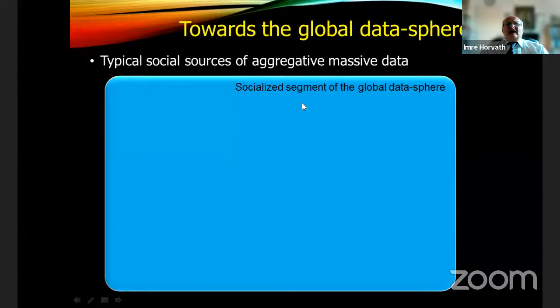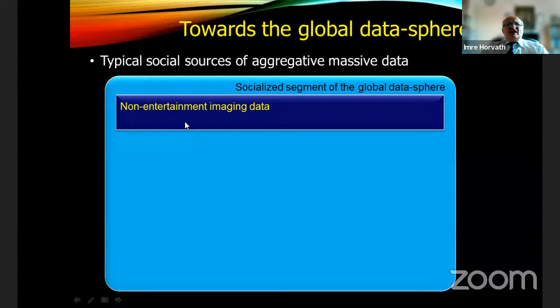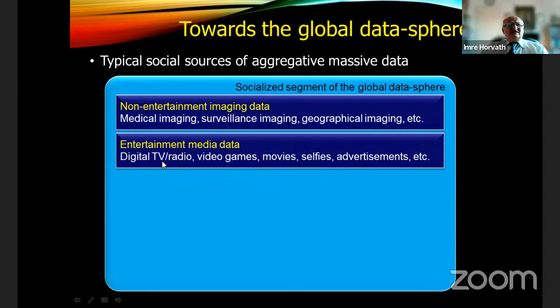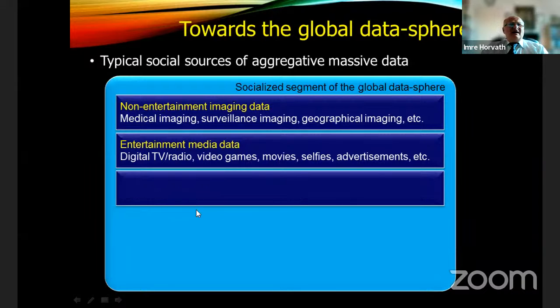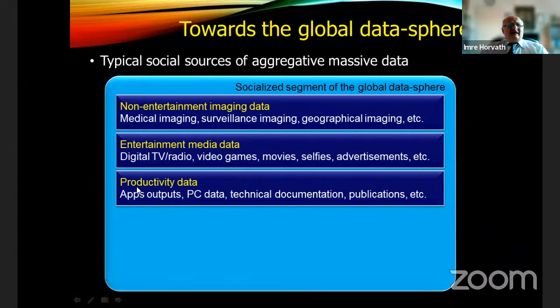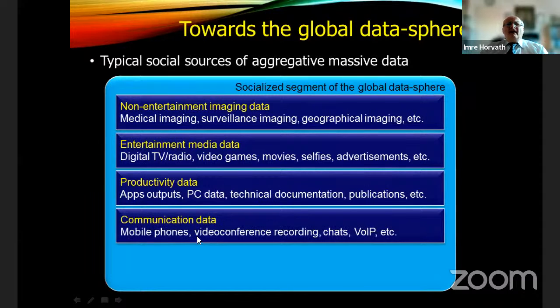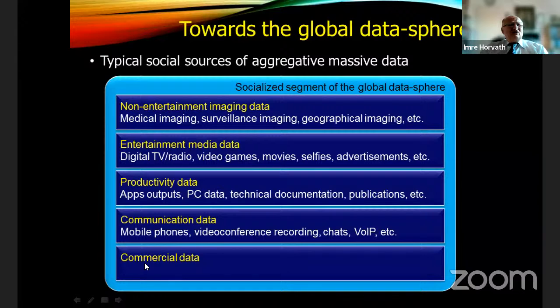So we can talk about a socialized segment of the global data sphere, which includes non-entertainment imaging data, medical imaging, surveillance imaging, geographical imaging; it includes entertainment media data like digital TV, radio, video games, movies, selfies, advertisement; also productivity data, like app outputs, PC data, technical documentation, publications; communication data, mobile phone, video conference recordings, chat, voice over internet protocol, and so on. And then it also includes commercial data, for instance ATM data, fuel pumps data, just an example, insurance data, shop purchases data, parking data, and so on. So it is a huge variety of data, and it is aggregative indeed.